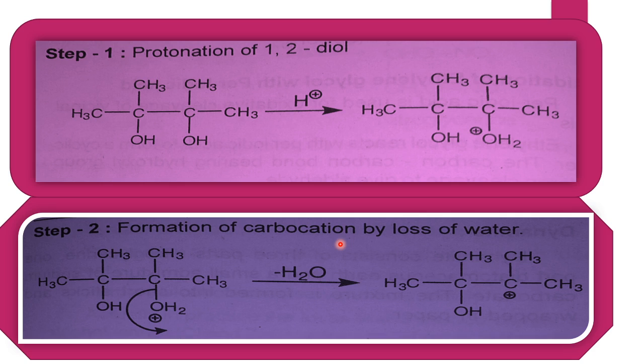See here the mechanism. The step by step process is called the mechanism. In the first step, protonation of 1,2-diols. Protonation means abstraction of protons, as this OH group has an oxygen containing a lone pair of electrons. This abstracts the proton, a hydrogen atom is attached, and a positive charge forms on oxygen. Here the OH2 group is formed.